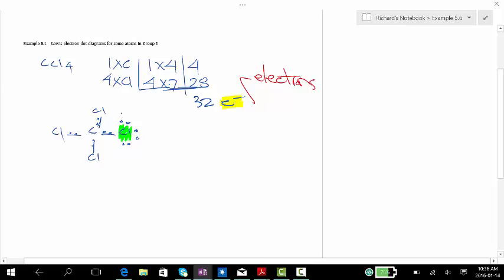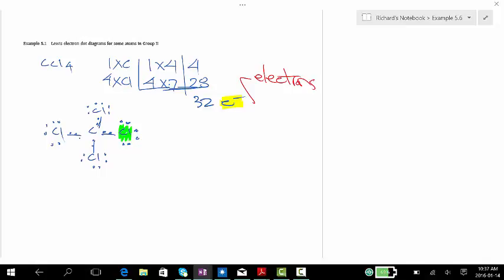Now, this chlorine here is seeing 8 valence electrons. So it's happy. I'm going to do the same thing for each of the other chlorines in this molecule. All right, so now all the chlorines are happy. They all have 8 valence electrons around them. What about the central atom, the carbon? Well, the carbon sees 2, 4, 6, 8 valence electrons. Okay, the carbon seems to be happy.